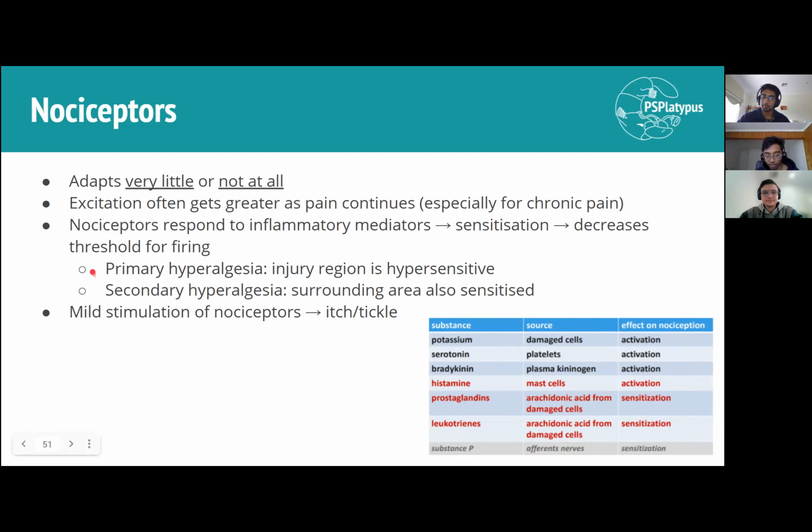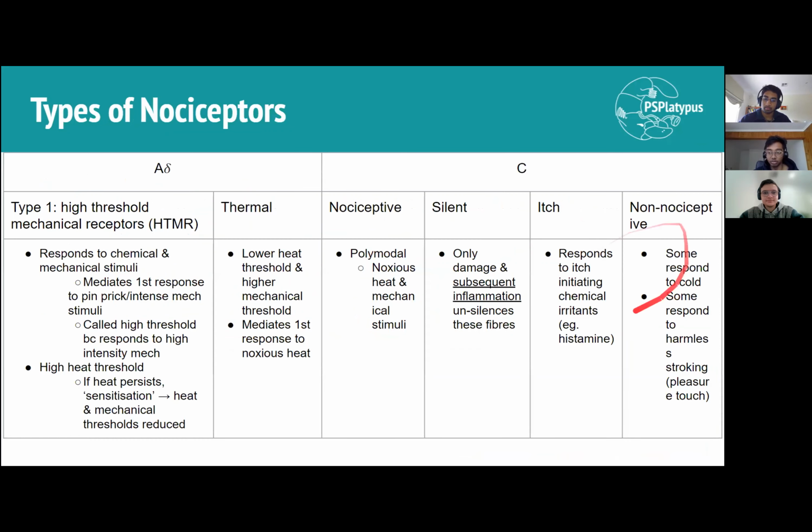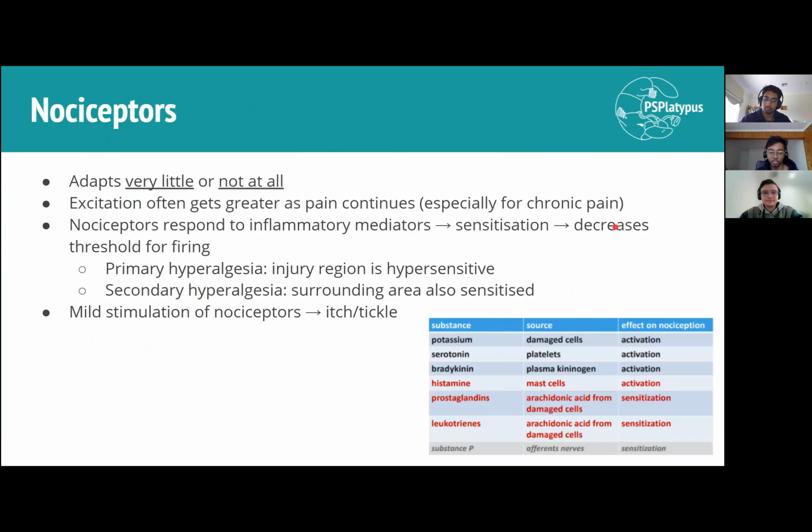We have two types of hyperalgesia, primary and secondary. Primary is if it's just the injury region that's hypersensitive, and secondary if the surrounding area is also hypersensitive. And also, just mild stimulation of nociceptors can be felt as an itch or a tickle, which is kind of like these two, the itch and the non-nociceptive, which is stroking, like tickling, pleasure touch kind of thing.